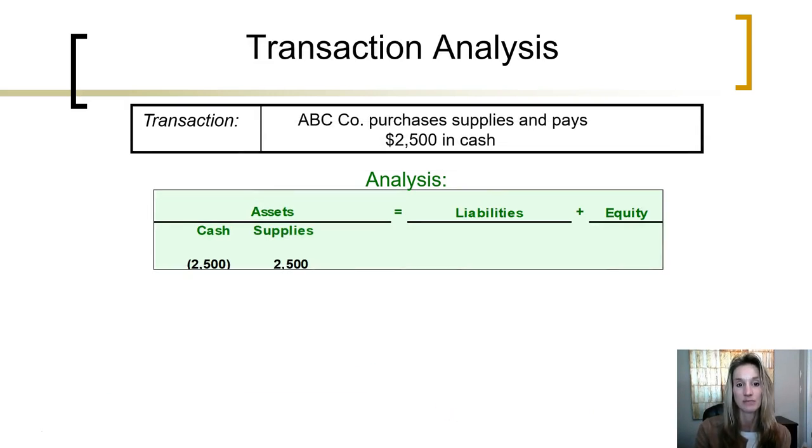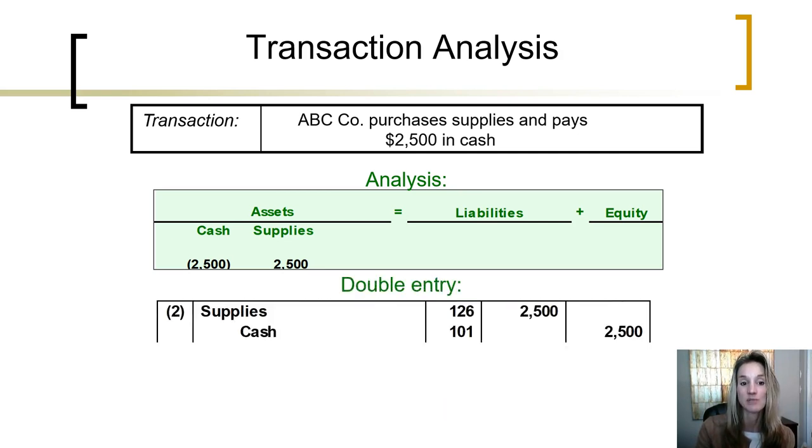Next transaction. The company purchased supplies and paid $2,500 in cash. We know that cash is going down. We need to decrease cash. Supplies are going up because the company bought more supplies. Both of these are assets. We need to decrease cash, increase supplies. To increase an asset, we debit. So we are going to debit supplies, $2,500. We are going to decrease cash with a credit of $2,500.